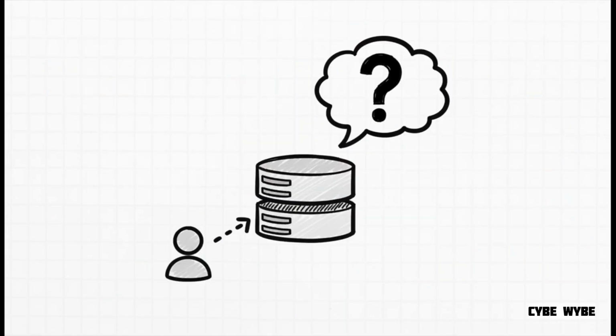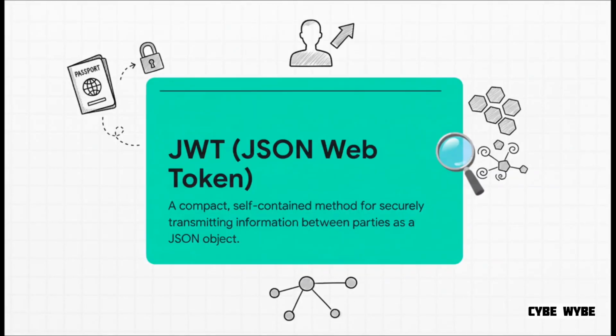Well, here's the thing. The web, by its very nature, has a terrible memory. It's designed to be stateless, which is just a fancy way of saying that every time you ask for a new page, it has no idea who you are. You're basically a total stranger every single time. So we need some kind of clever trick to constantly remind it, hey, it's still me. And that is exactly where the JWT comes into play.